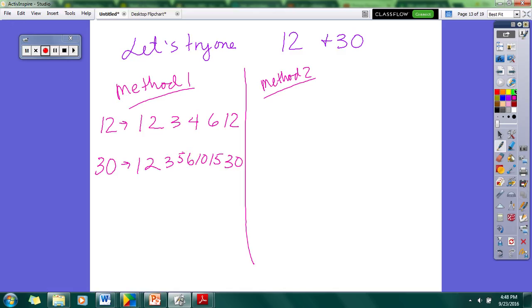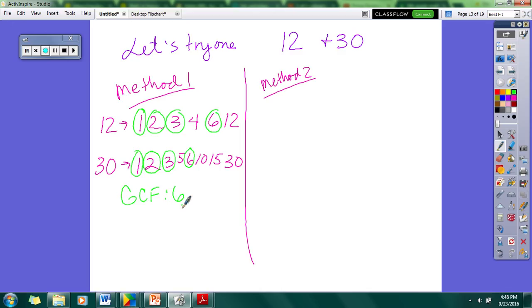Now I'm going to look for the largest factor that they both share. They share 1, they share 2, they share 3, they share 6. So the largest factor, the greatest common factor that they both share, is 6.